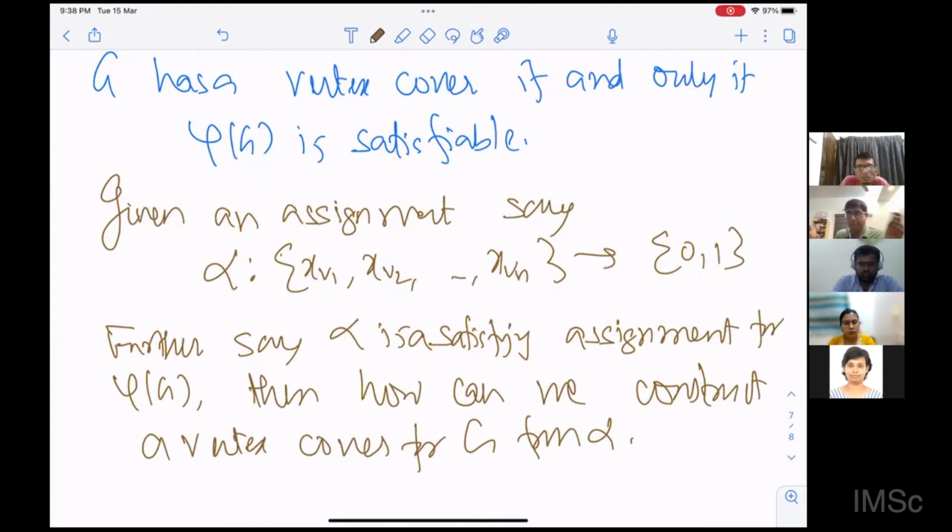So what is in this proof of if and only if, given this assignment, which variables will correspond? Like, how will you construct a vertex cover? You understand my question? I gave you this. I said, yes, phi g is satisfiable, and it is satisfiable because, hey, look at this assignment that satisfies it. Now, given these two things, how will you construct a vertex cover?